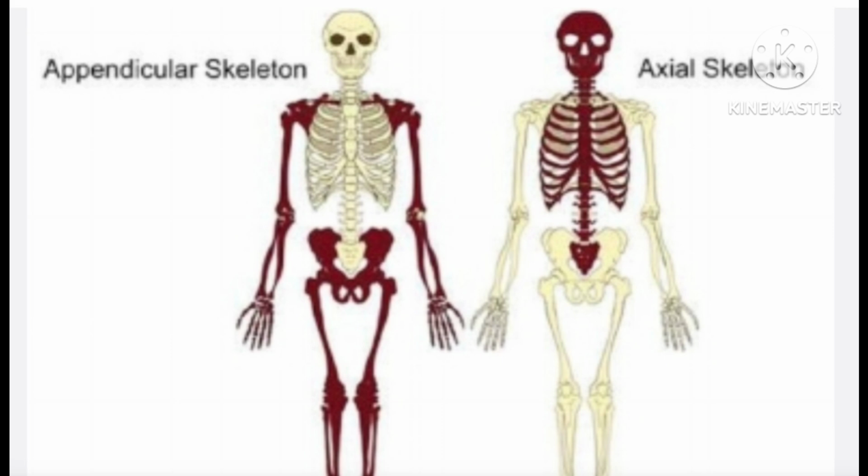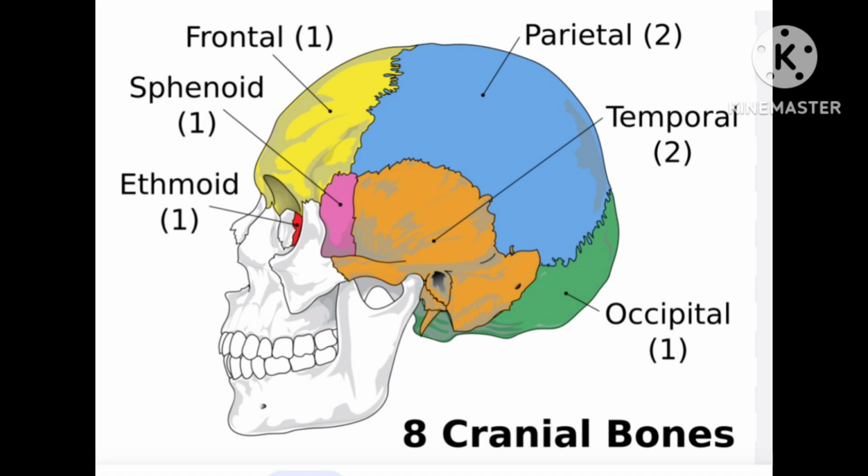Now first let us see about the bones in the skull. What are the bones that make up the skull? You can see here frontal bone, parietal bone, temporal bone and occipital bone. And also at the base of the skull we can see ethmoid bone and sphenoid bone. So all these 8 bones together make up the skull: frontal, parietal, temporal, occipital, sphenoid and ethmoid bones.